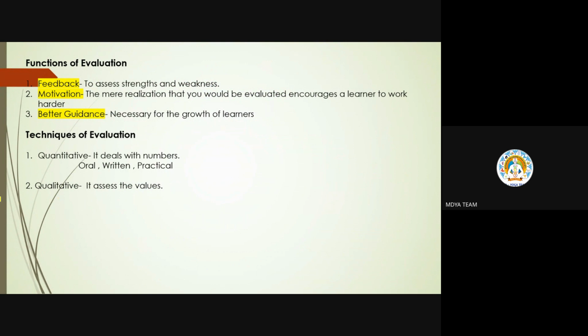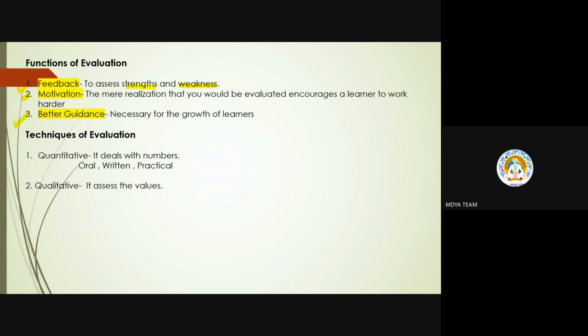What are the functions of evaluation? The first function is feedback, second is motivation, the third is better guidance. Feedback, to assess the strength and weakness of the student. From the evaluation process, the teacher assesses what the strengths of the learner are, what the weaknesses of the learner are. They write in the comment, in the result they write in the comment, right? Weak in maths, do more work in this subject, that subject. So evaluation helps in providing feedback to the learner.